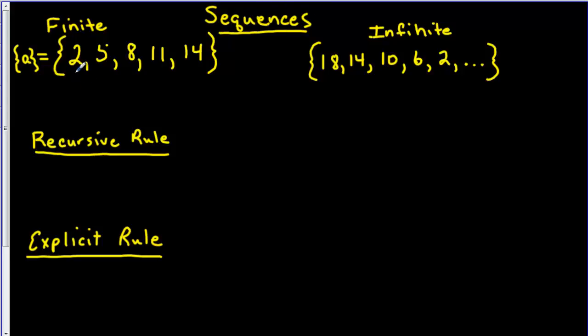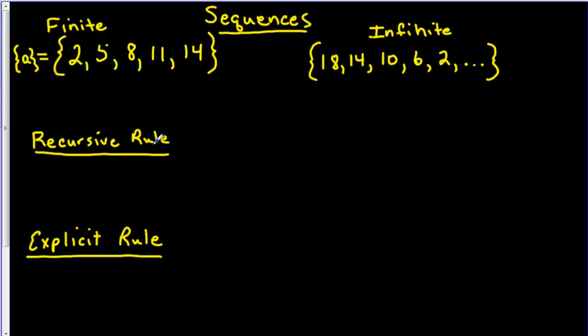Let's talk about the word sequences. A sequence is a list of numbers that have some sort of pattern. We can have a finite sequence, meaning there's only a specific number of items, or an infinite sequence, meaning we have a pattern, but that pattern continues forever. Usually we assign a name to a sequence, and we'll be frequently using the name A to represent all the numbers in a sequence.